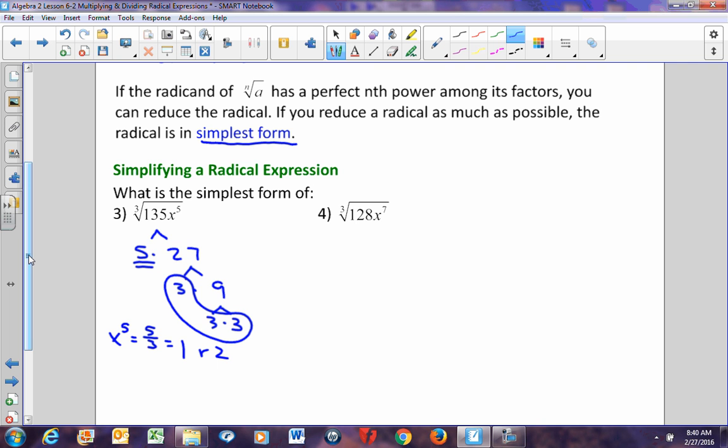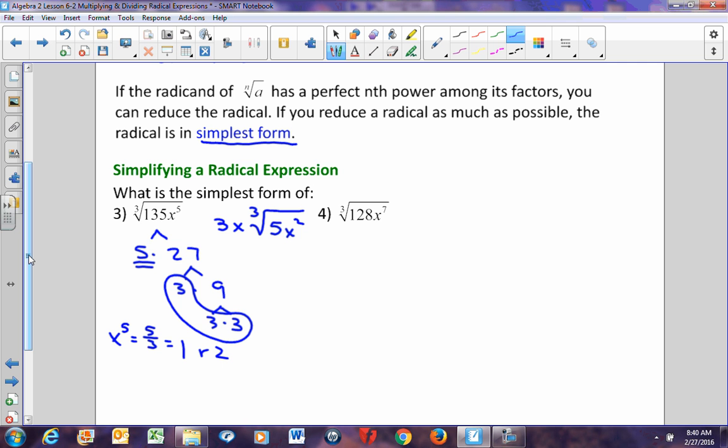Okay, so I have 3x. It's an odd root, so I don't have to worry about the absolute value symbol. 3x cube root, don't forget this index, of 5x squared, because I had a remainder of 2.